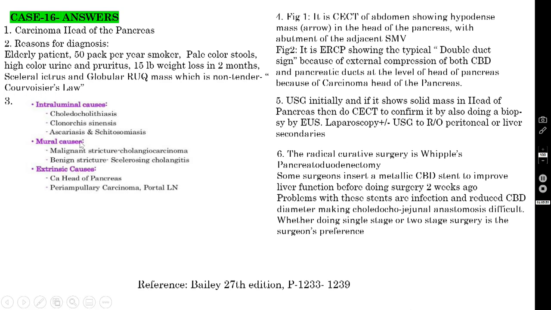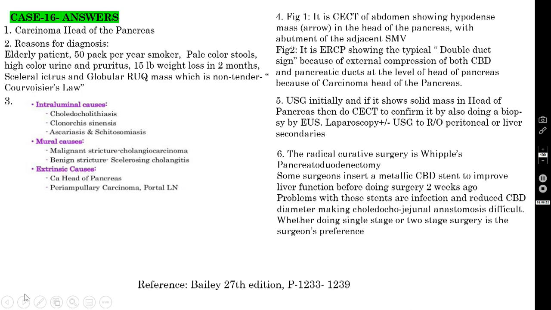So what are the different causes for obstructive jaundice? Intraluminal causes are choledocholithiasis, Clonorchis sinensis, this is the Chinese liver fluke, ascariasis and schistosomiasis. Mural cause, problem in the wall: malignant stricture, cholangiocarcinoma; benign stricture, sclerosing cholangitis. Extrinsic causes: carcinoma head of the pancreas, periampullary carcinoma, portal lymph node enlargement.